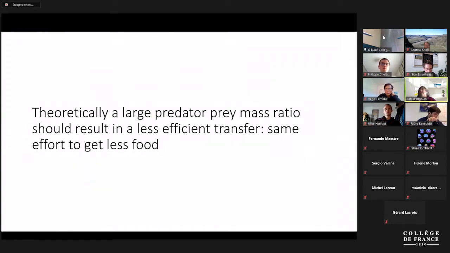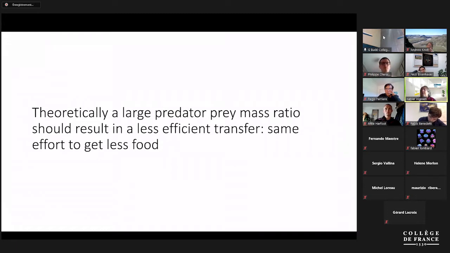So in general, one would think that if you have a very large predator-prey mass ratio, your efficiency will be lower because you have to make a lot of effort to catch your prey, unless it is very highly concentrated.